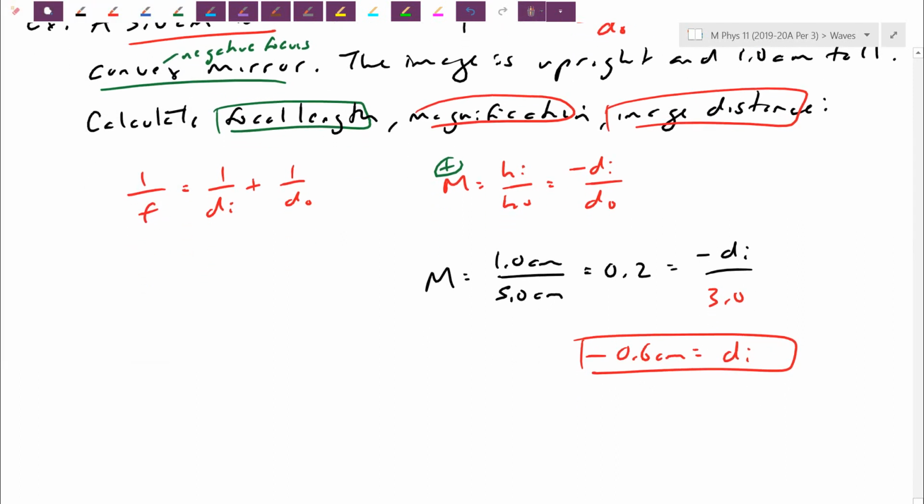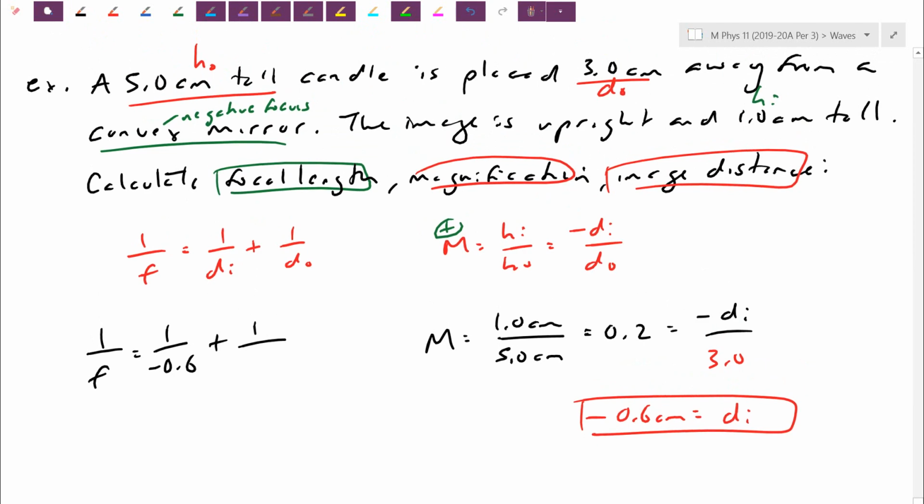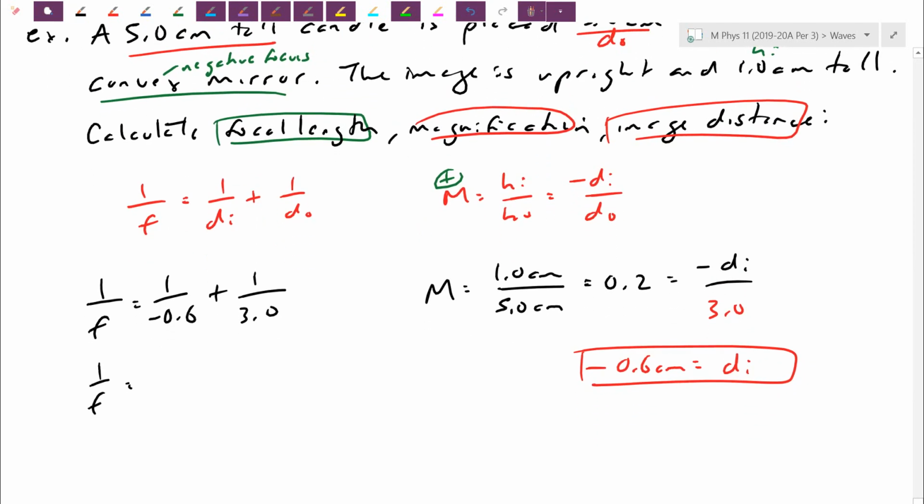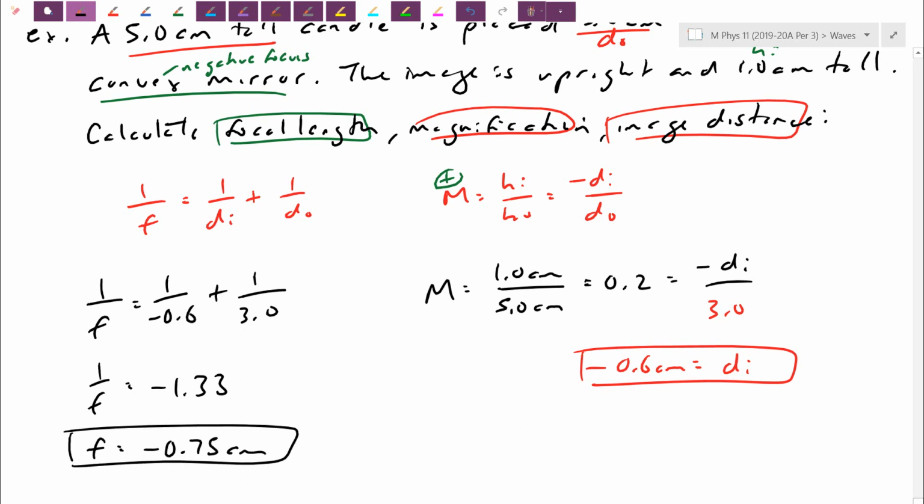Once you have the di, you can plug it into this final equation. 1 over f is equal to 1 over di, negative 0.6, plus 1 over do. Do is equal to 3 centimeters. Careful, it's still reciprocal on this left-hand side. So 1 over negative 0.6 plus 1 over 3 gives me negative 1.33. No problem switching over to decimals. It's a little bit easier than doing fractions. And the focal length, as expected, is negative 0.75 centimeters. It's negative because the image was virtual.